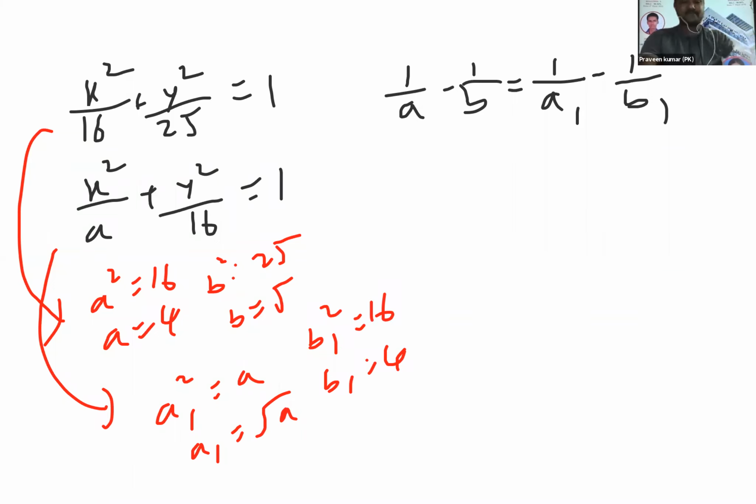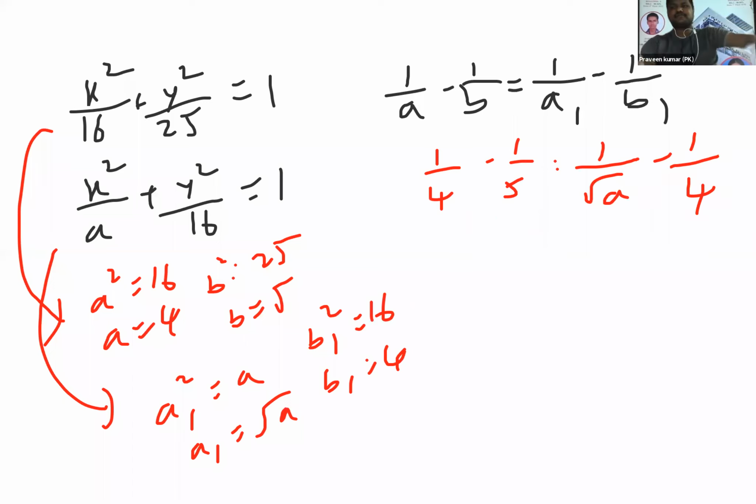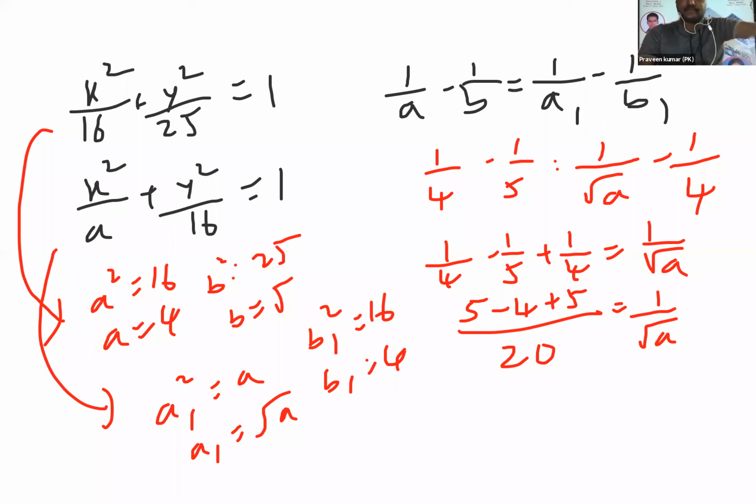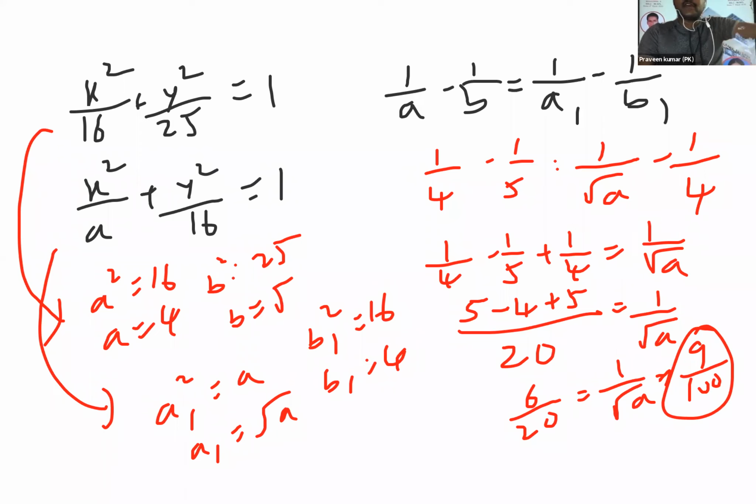If you substitute here, 1 by 4 minus 1 by 5 is equal to 1 by root a minus 1 by 4. Interchange to this one: 1 by 4 minus 1 by 5 plus 1 by 4 is equal to 1 by root a. Taking LCM 20, 5 minus 4 plus 5 is equal to 1 by root a. 10 minus 4, 6 by 20 is equal to 1 by root a. 3 by 10. 3 by 10 means 9 by 100 you will get as the value. Answer is not there. a value is 100 by 9.